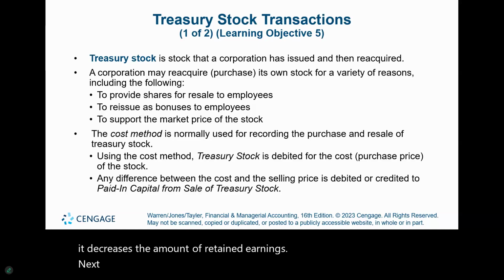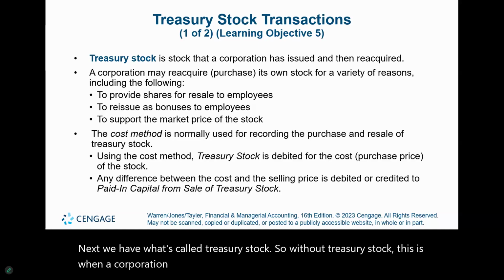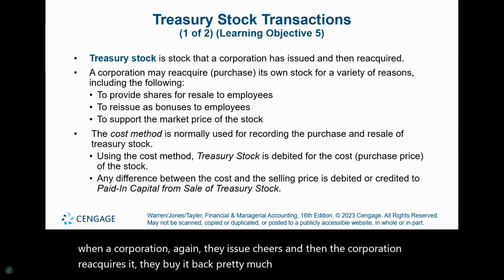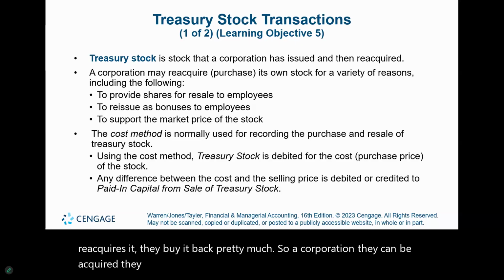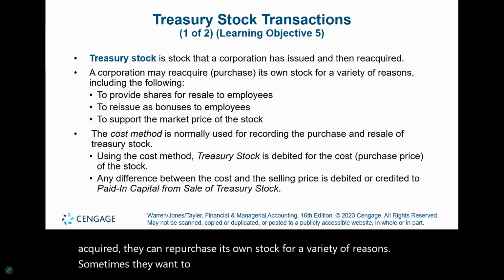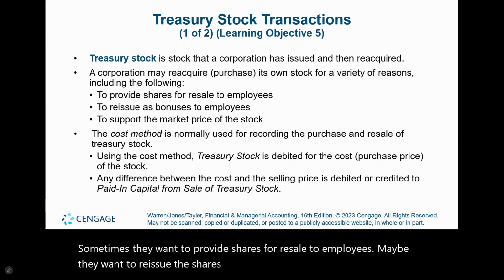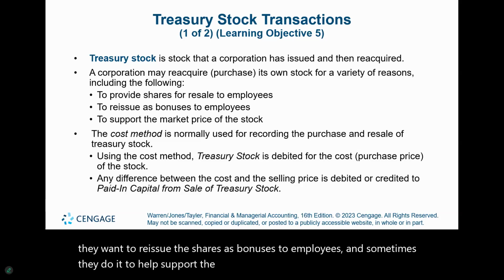Next, we have what's called treasury stock. This is when a corporation issues shares and then reacquires them. They buy them back, pretty much. A corporation can repurchase its own stock for a variety of reasons. Sometimes they want to provide shares for resale to employees. Maybe they want to reissue the shares as bonuses to employees. And sometimes they do it to help support the market price of the stock.